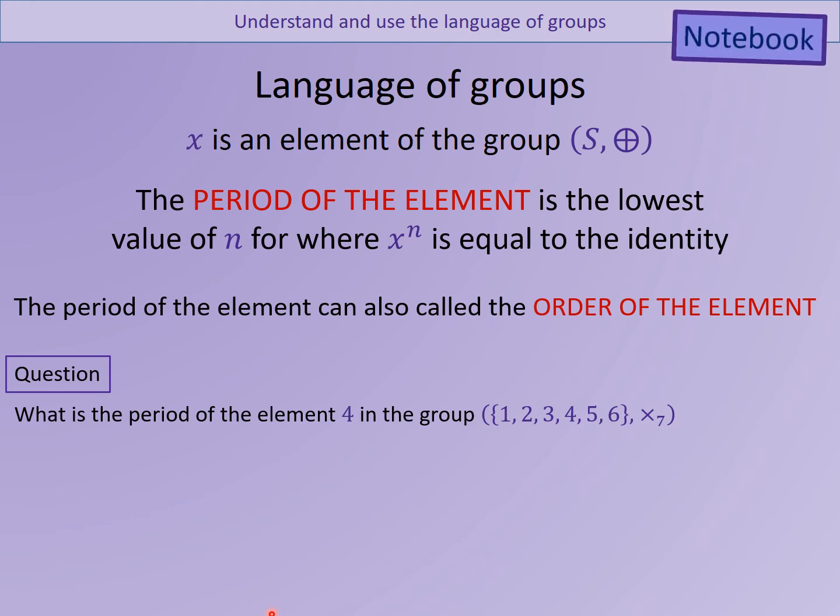Okay, so I start with the number 4. Clearly that's not the identity. I need to know what the identity is. So I know what the identity is: the identity is going to be 1. So I start with the number 4. 4 is not the same as 1, so it's not going to be x to the 1.